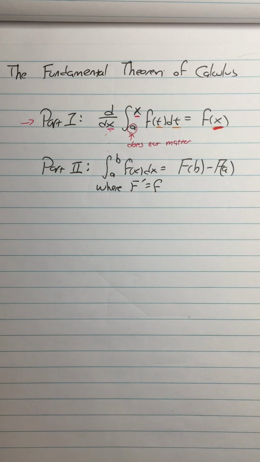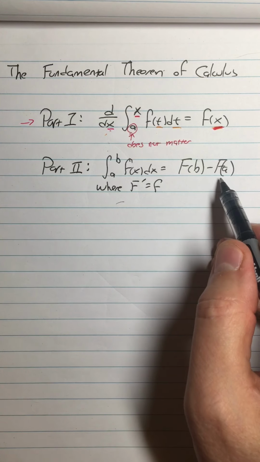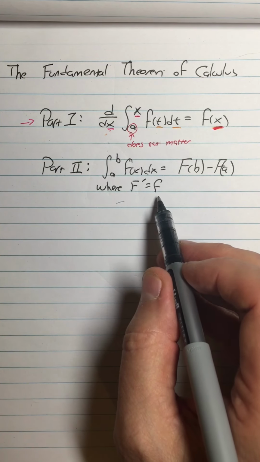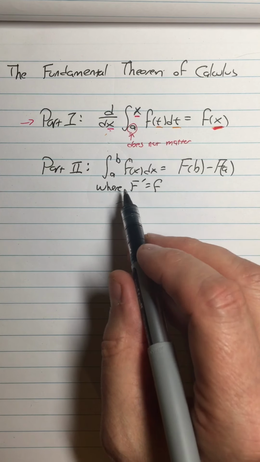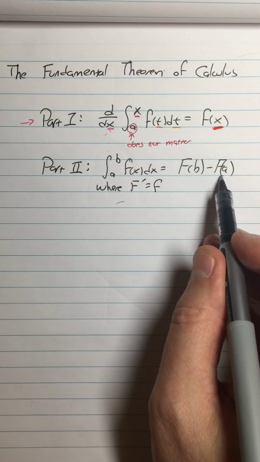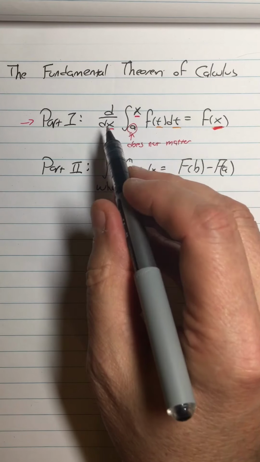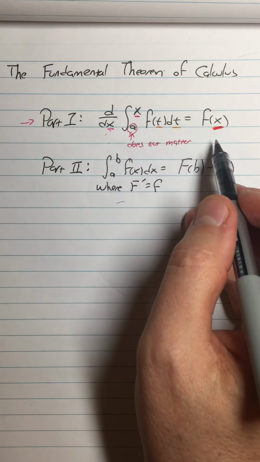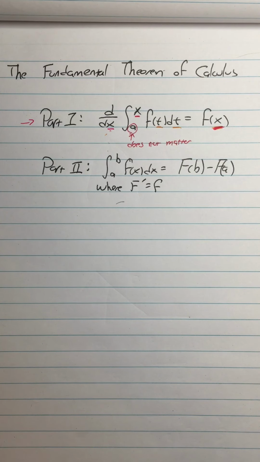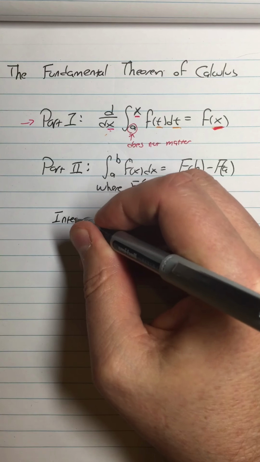Now, just by comparison, part 2 says the integral from a to b of f of x dx is equal to capital F of b minus capital F of a, where capital F prime is equal to f. So in a certain way, it's saying the same thing. This is saying that if I do the integral of the derivative of a function, I get the function value back. This is saying if I do the derivative of the integral, I get the original function back. So what the two parts of the fundamental theorem of calculus essentially say is that integral and derivative undo each other.